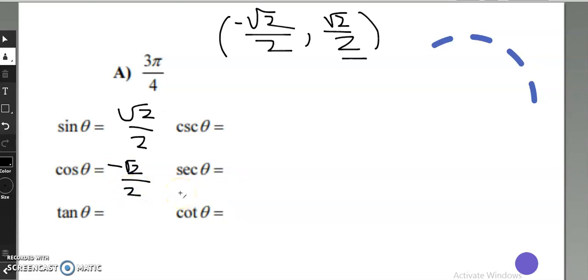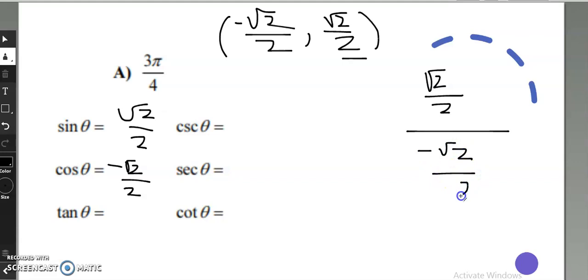And if you recall, tangent is sine over cosine. So it's the value of sine divided by the value of cosine. These are the exact same value except one is positive and one was negative. I'll write it over here just in case. So we have the square root of 2 divided by 2 all over negative square root 2 divided by 2. And that's just equal to plain old negative 1.